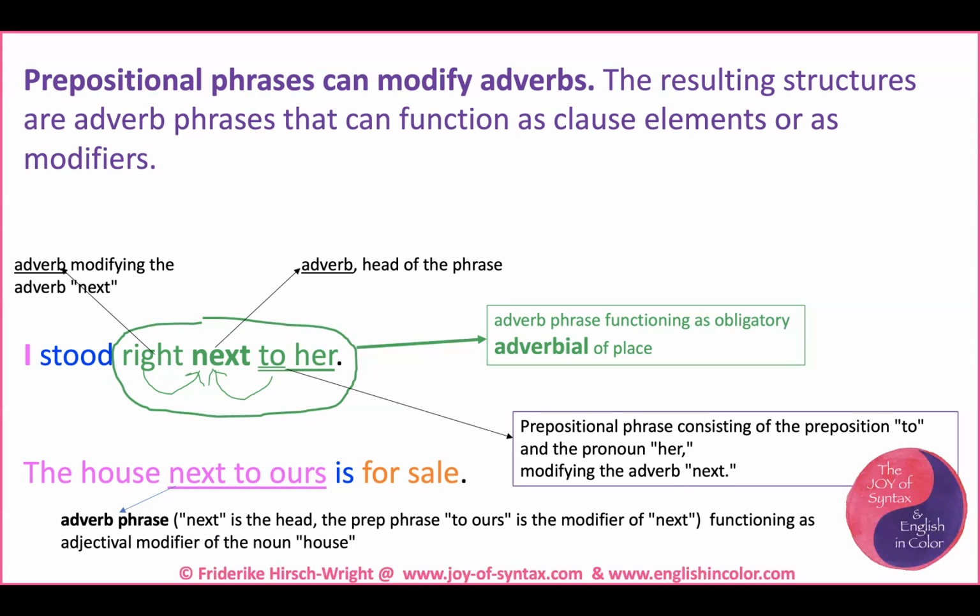They very often do. In the next example, the prepositional phrase modifies an adverb as well, but the resulting adverb phrase is an adjectival modifier of a noun. And this particular noun phrase, the house next to ours, functions as subject in the example sentence. So the house next to ours is for sale. Of course, this noun phrase, the house next to ours, could conceivably be also an object or a predicate complement, whatever. But in this particular example, it's a subject.